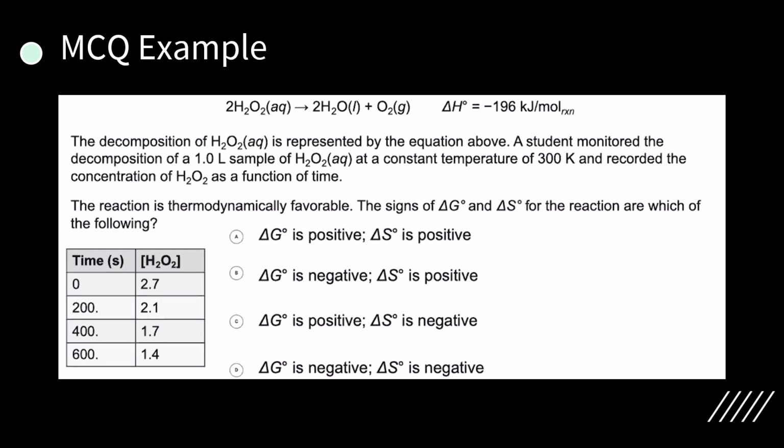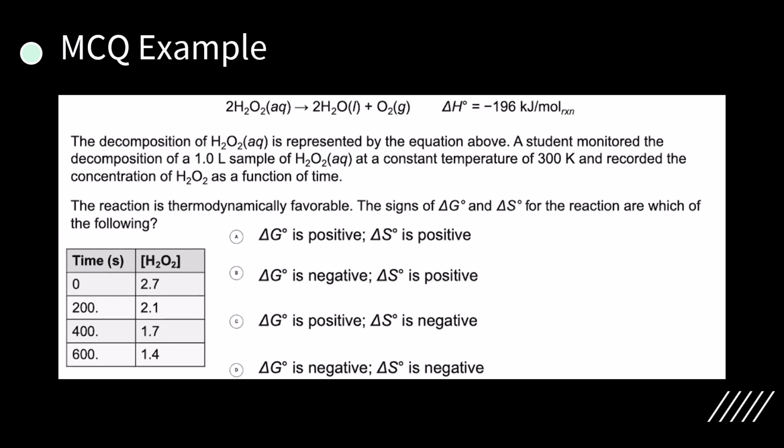Let's put this in terms of a multiple choice example. We have the decomposition of H2O2, represented by the equation above. A student monitored the decomposition of a 1-liter sample of H2O2 at a constant temperature of 300 Kelvin and recorded the concentration of H2O2 as a function of time. The reaction is thermodynamically favorable. The signs of delta G and delta S for the reaction are which of the following?